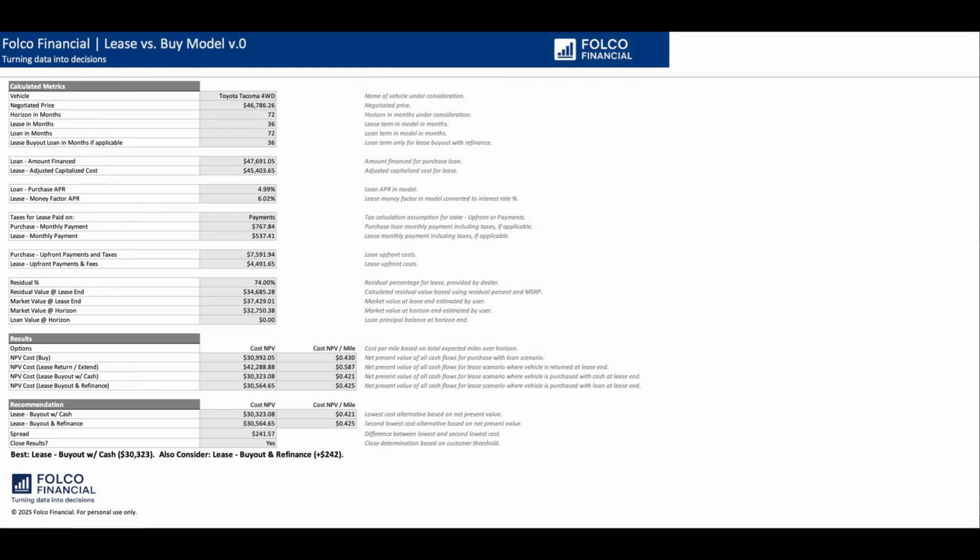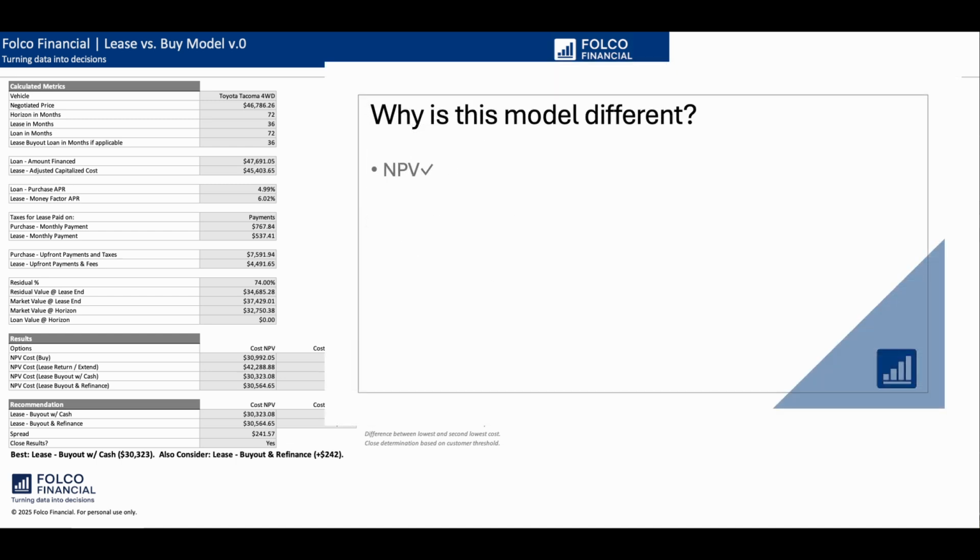These examples show how scenario testing helps reveal small but meaningful differences, so you can make clear, data-driven decisions, especially when the numbers are close. Here's why this model is different. First, finance experts agree that using net present value is the best way to analyze financial decisions like this, but not all calculators incorporate this method. Second, the model doesn't just compare lease versus buy, it also looks at lease return versus lease buyout and refinance. These are realistic scenarios that other calculators overlook.